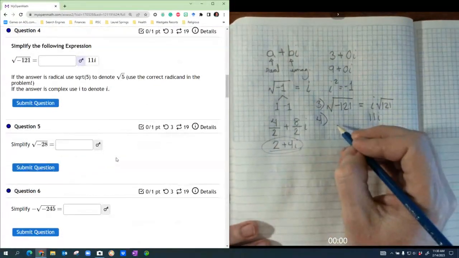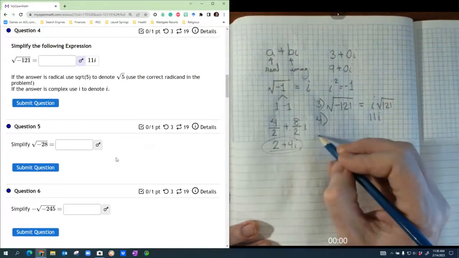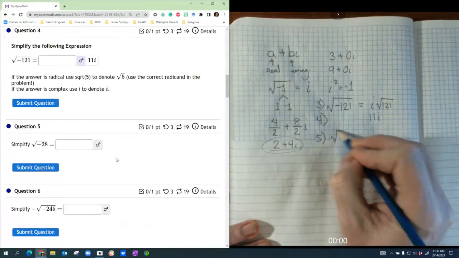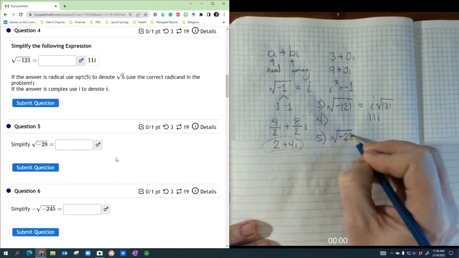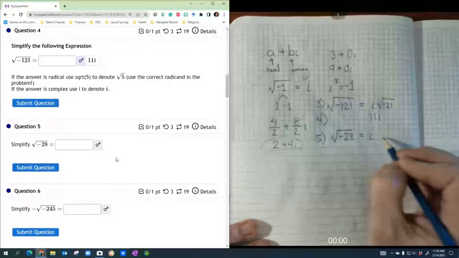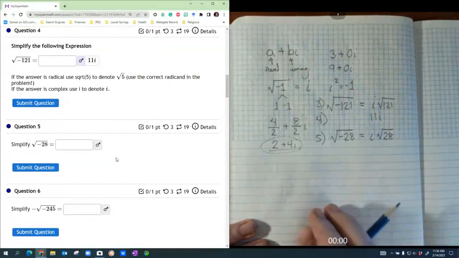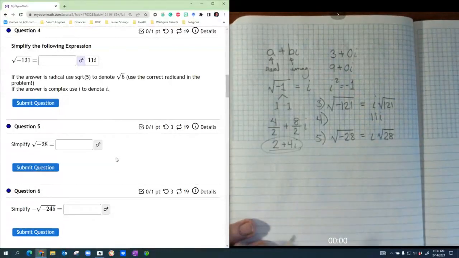Okay, now when you're looking at number 5 then, number 5, it says simplify this, right? So when we're looking at that, immediately I say pull out the I whenever dealing with radicals that are negative. So take out the I, because it represents that -1.